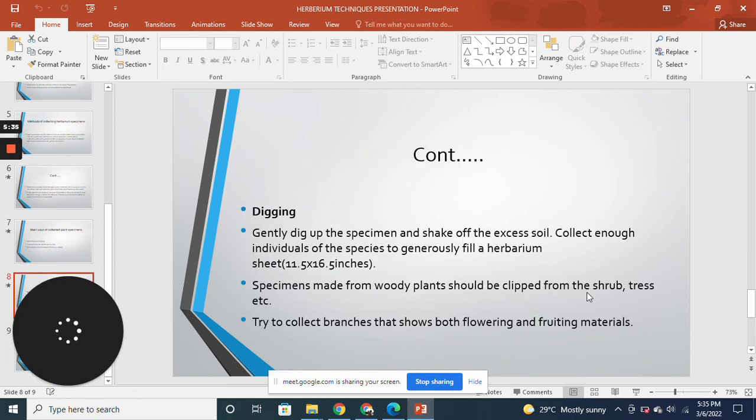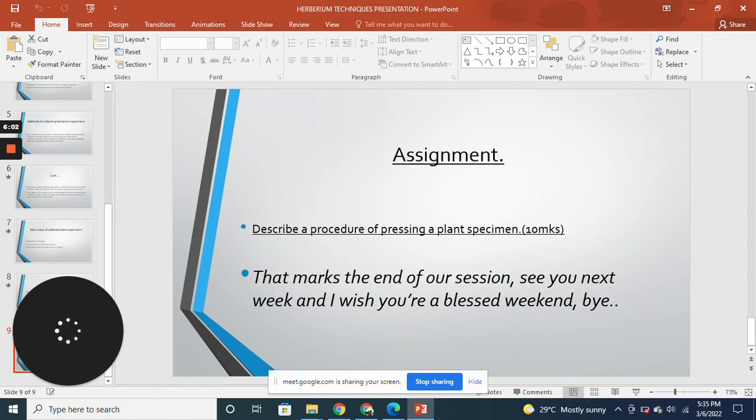Yes. For example, digging. This is gently done and shake off the excess soil and collect enough individuals of the species to generously fill a herbarium sheet. Also, specimens from woody plants should be clipped from the shrubs, trees, and so on. Also, try to collect branches that show both flowering and fruiting parts.